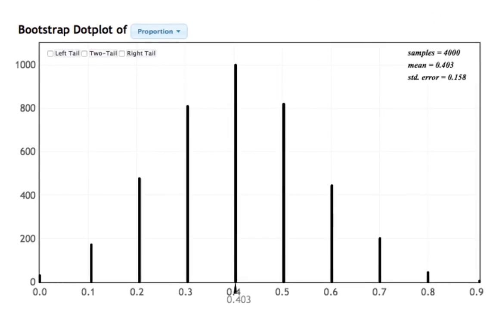Here's an example of that. So here we have a bootstrap dot plot for a single proportion with a relatively small sample size. We can see that the bars here are relatively far apart. So in this case, we would not approximate the sampling distribution with a normal distribution. Instead, we would use a binomial distribution.